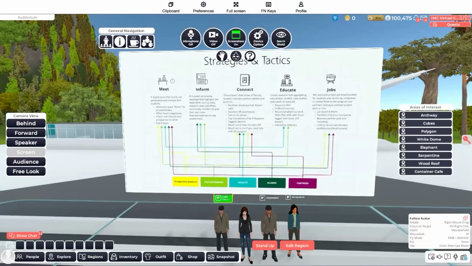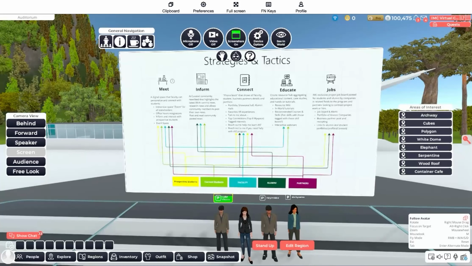You may see a lot of lines here. What we did is, after going over our problems, we had our ideation solution, a few sessions on that, and we just kind of came up with 5 major goals that interconnect a majority of the segments in ways that were most beneficial and that were realistic within a tech platform. So the ones we came up with were meet, inform, connect, educate, and jobs.